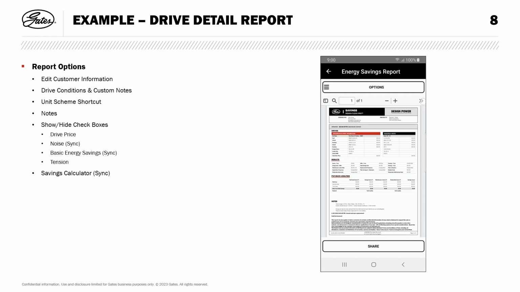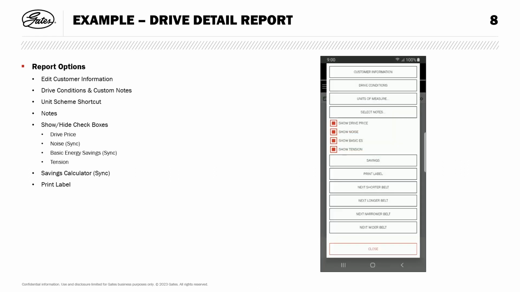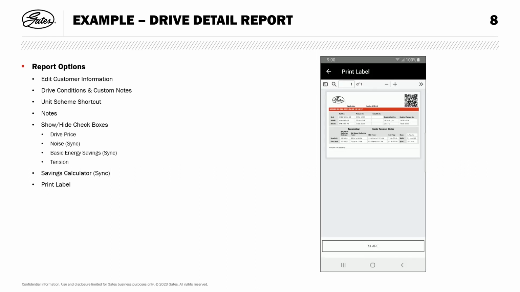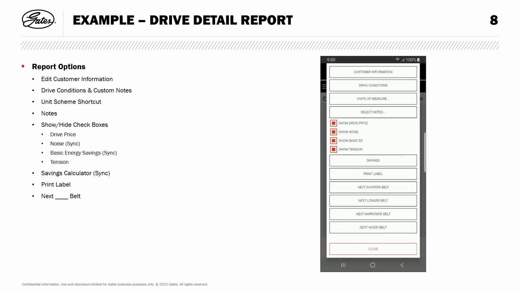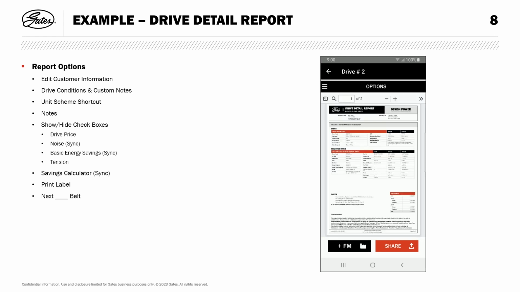Another useful tool to highlight, Print Label. Tap this button and you get a handy printout with critical drive details including part numbers and tension details. You can post this next to the drive to streamline maintenance and part replacement. Last thing to mention is the 4 buttons at the bottom, which generate a report for the next shorter, longer, narrower, or wider stock belt size. I'll tap Next Longer Belt and you'll see the report update to the next stock size.